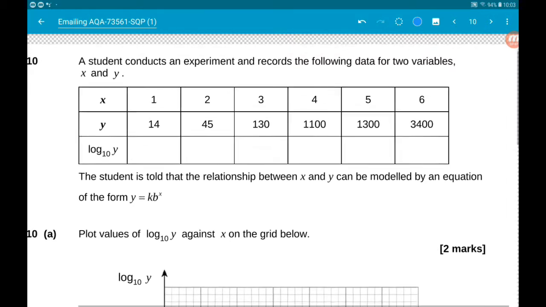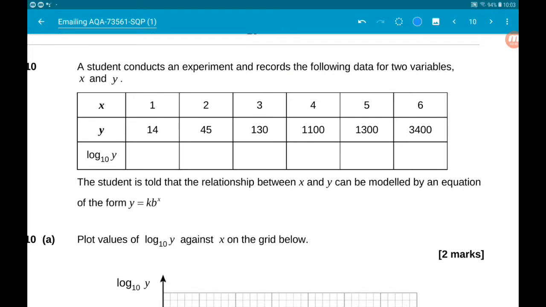So what we need to do, first of all, in this table is find the log of the y values. So it's log base 10. On your calculators, just use the log button. Hopefully you can get those values alright. I've only gone to one decimal place here. If you look at the scale on the graph, it would be incredibly difficult to plot them more accurately anyway. So to one decimal place would be fine.